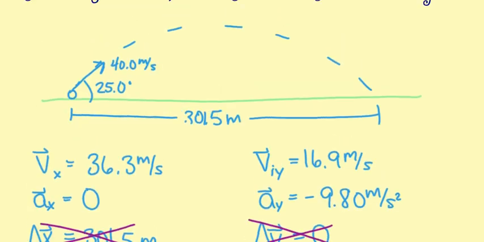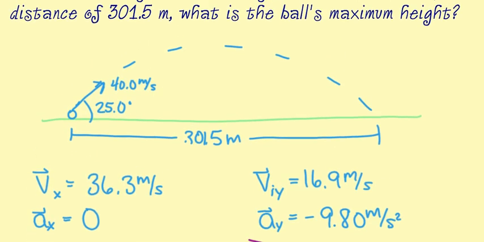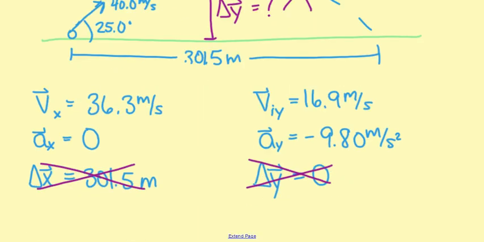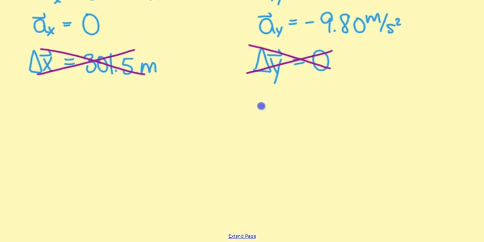The reason they're not useful is the problem asks, what is the ball's maximum height? In other words, the problem is looking for this delta y value. That means that I'm actually going to set my final location to be at this maximum height. In other words, I don't care about the rest of the path of this ball. I'm just going to look at that first half. Because that's the case, I know that v final y equals 0. That was one of our facts under the hints section.